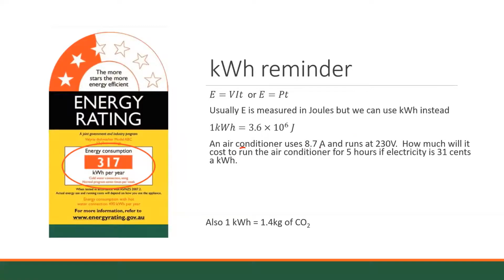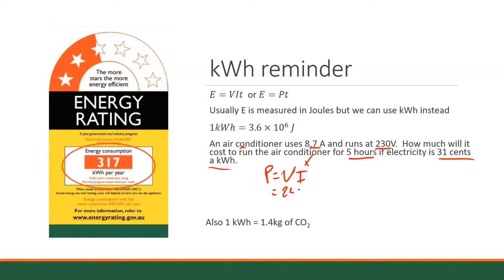An air conditioner uses 8.7 amps, 230 volts. How much will it cost to run for 5 hours if it costs 31 cents per kilowatt hour? Right. Power equals VI. But we've got to be careful here because this will give us an answer in watts. We want to know how much energy. So energy equals VIt. But let's do this one step at a time first.